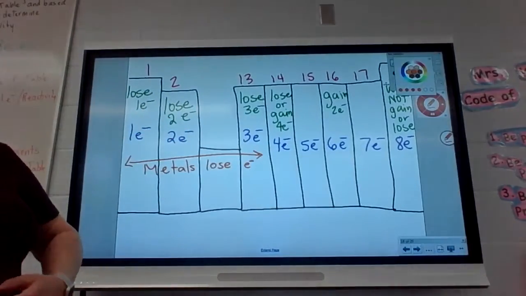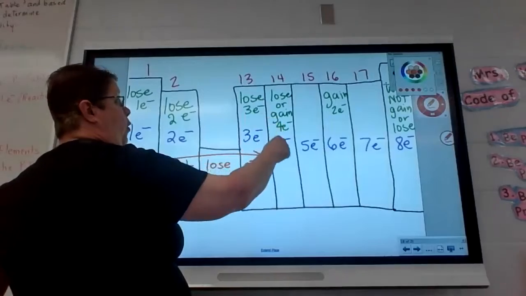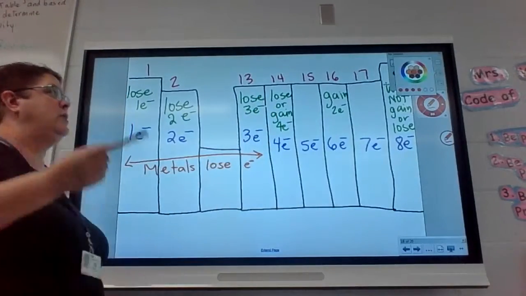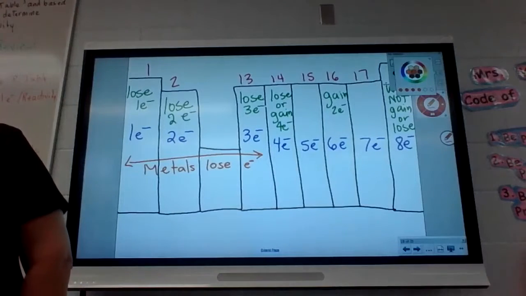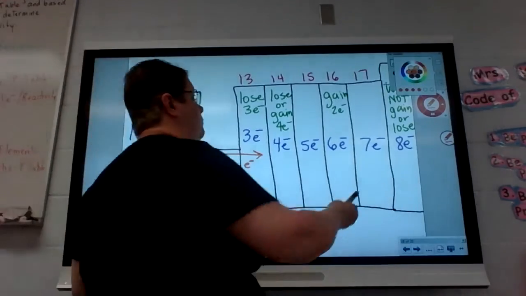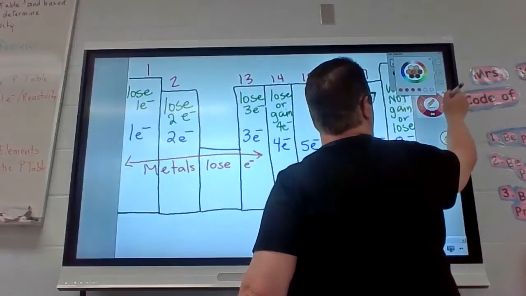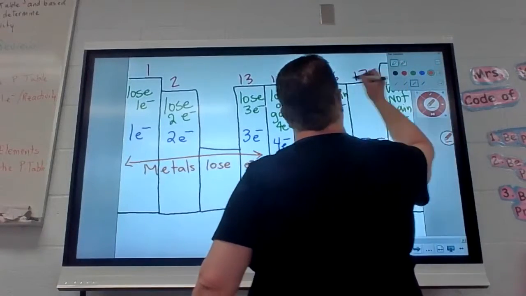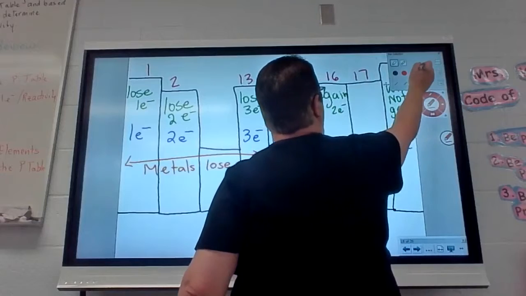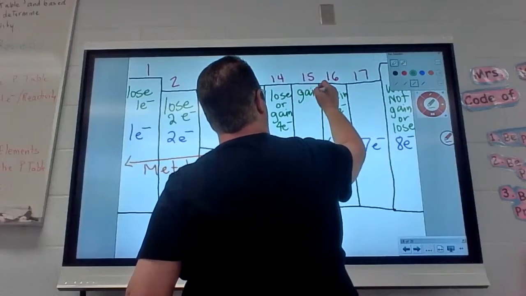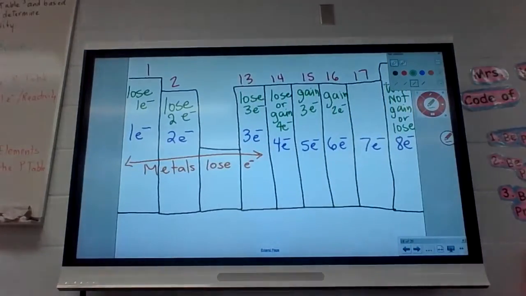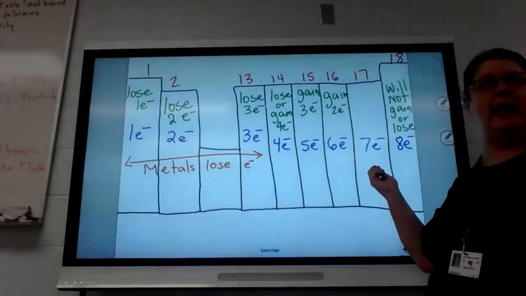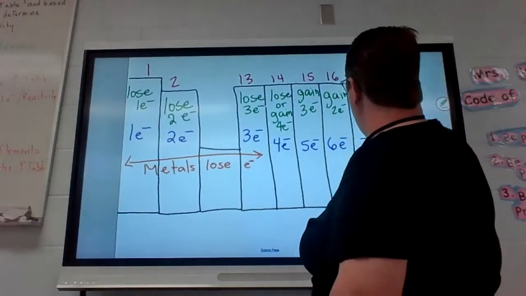Now, when we hit group 14, you guys said they had 4. They'll lose or gain. So what's going to happen when we get to group 15 and they have 5? How are they going to get to 8? We didn't draw a picture of them. And they have 5. How are they going to get to 8? Gain 3. They're going to gain 3 electrons. All right. Same thing in group 17. If they have 7, what do they need to get to 8? They're going to do what? They're going to gain 1.